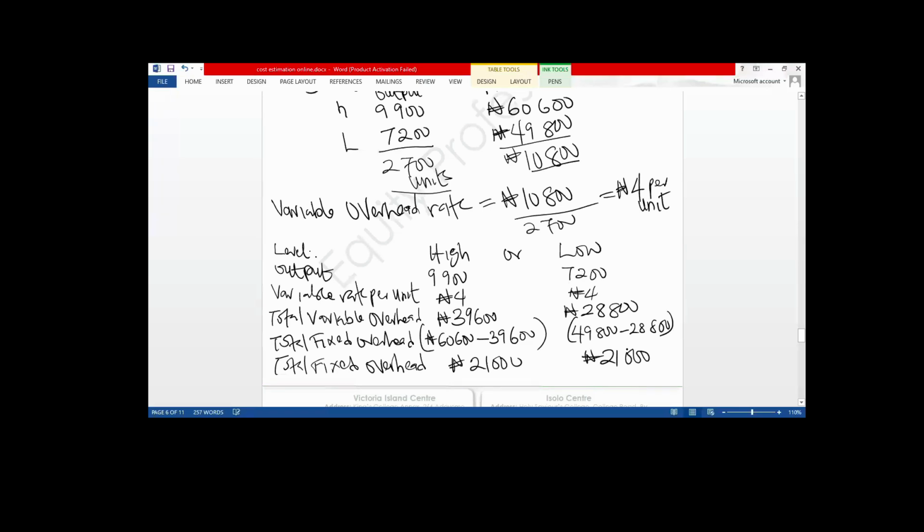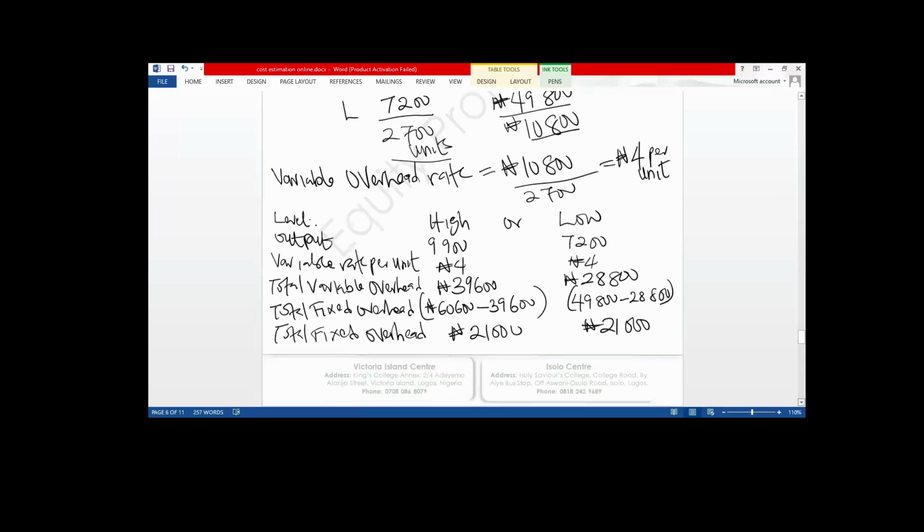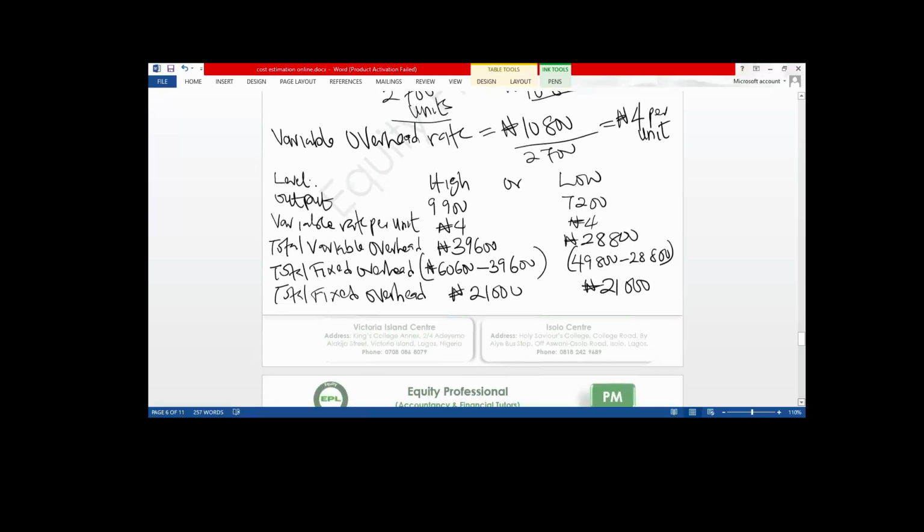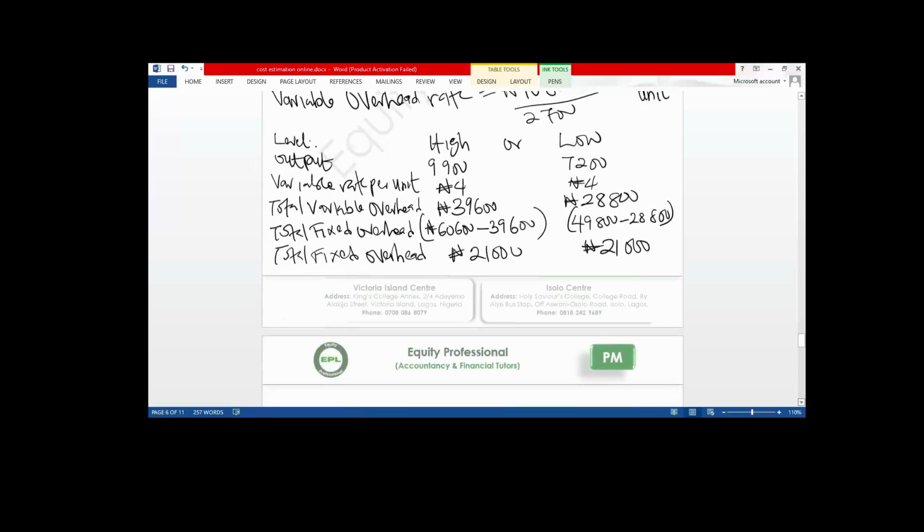Now we have been able to separate, we have determined cost behavior. We have been able to separate our cost into the variable aspects and the fixed aspect. So we can now go ahead and prepare the statements for Ikeja factory. Okay, before then, what is the selling price at Ikeja? Selling price 216,000. Let's go to it together.